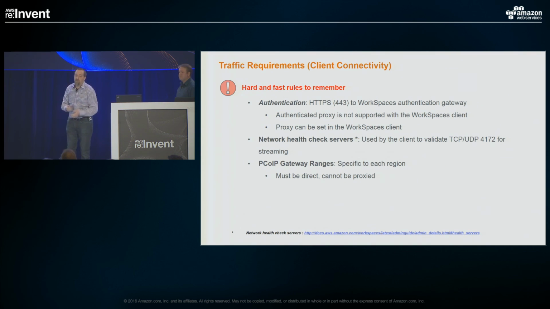So the main things to remember: authentication is initially via 443 to the Workspaces Authentication Gateway. Now, we support proxies in the Workspaces client for that authentication traffic, but we don't support authenticating proxies. And once you've made that connection, the connection has to be direct. You can't proxy the PCoIP traffic. And then we have network health check servers. We'll show more information about those as we go into the client in a moment here.